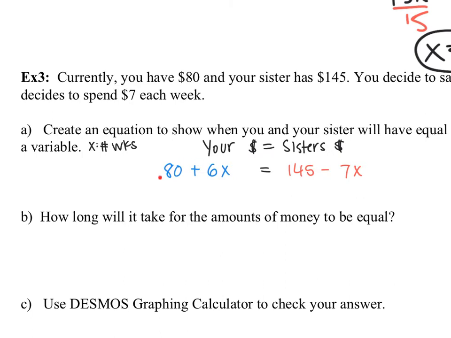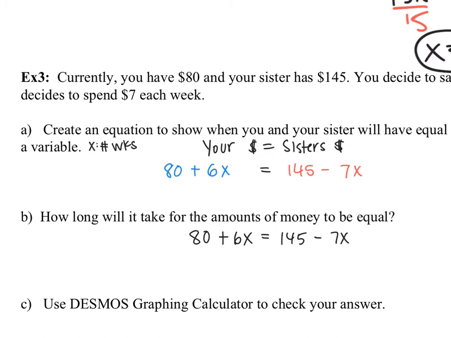So the equation that I'm going to create is 80 + 6x = 145 - 7x, where x represents the number of weeks. So now I'm going to solve that equation to determine how long it will take for the amounts of money to be the same. So I've got 80 + 6x = 145 - 7x.